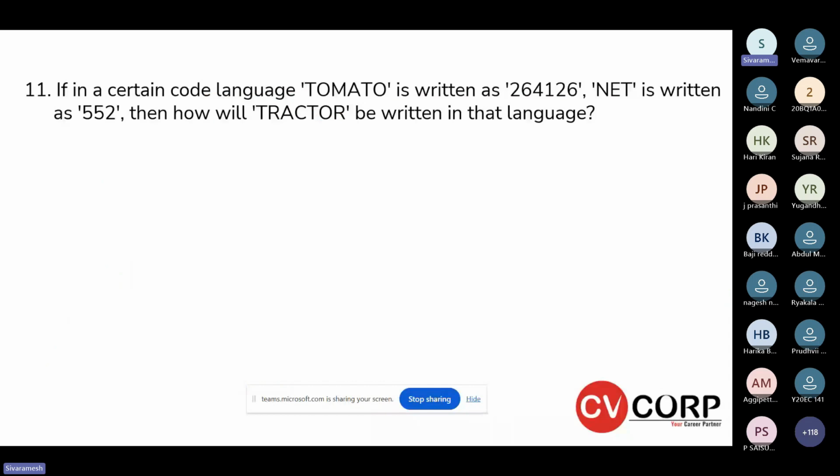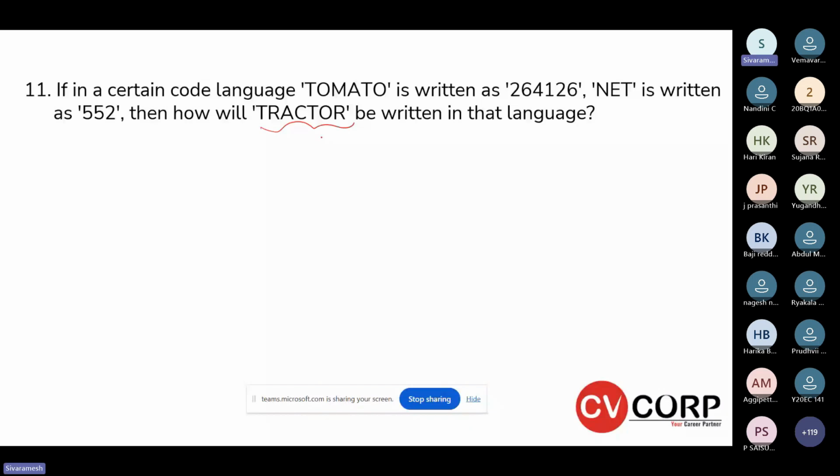Yeah, this question is very simple. In a certain coding language, tomato is written as 264126. Net is written as 552. Then how will tractor be written in that language?